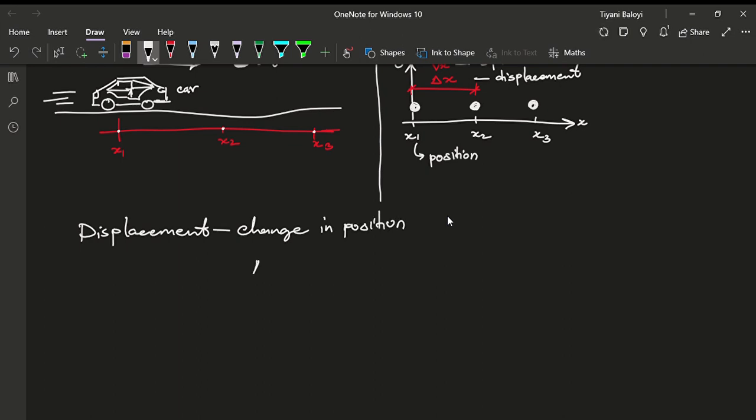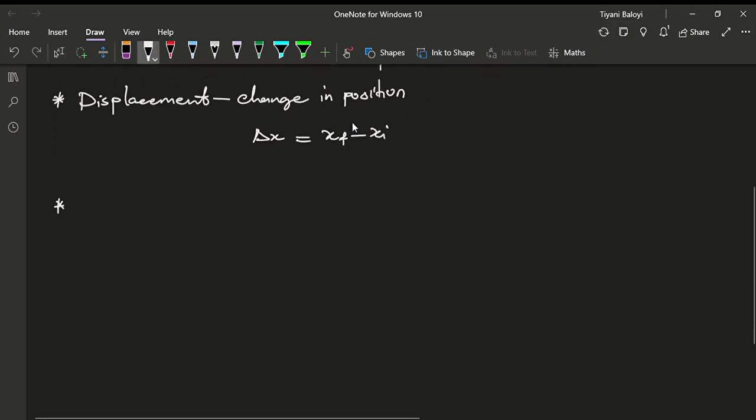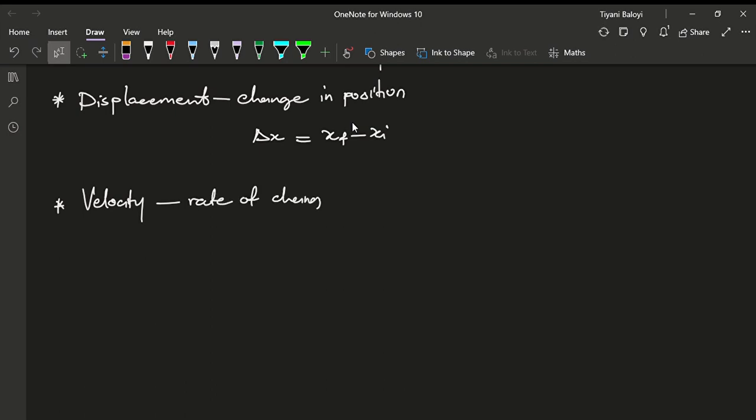So displacement, mathematically you can write this as what? X final minus x initial, or x2 minus x1, right? So that's your displacement. So let's look at velocity, right? Because that comes after displacement. So velocity, it is the rate of change. Once we hear something about rate, you already know it has to do with time, right? It's the rate of change of displacement. Okay, rate of change of displacement.